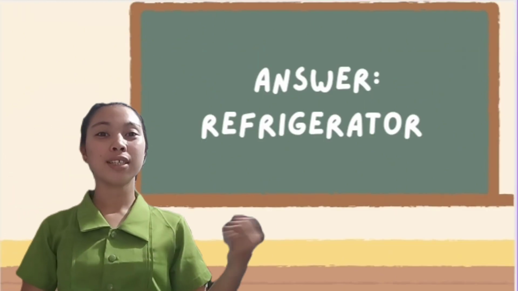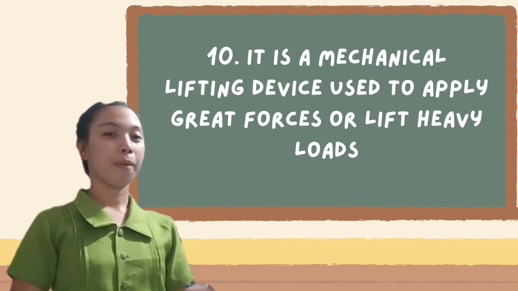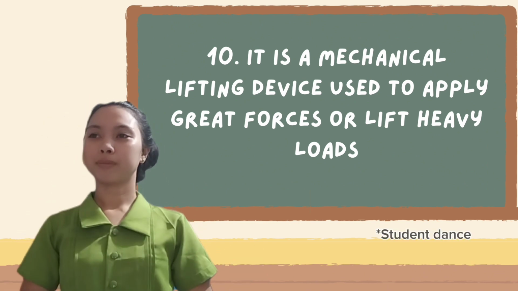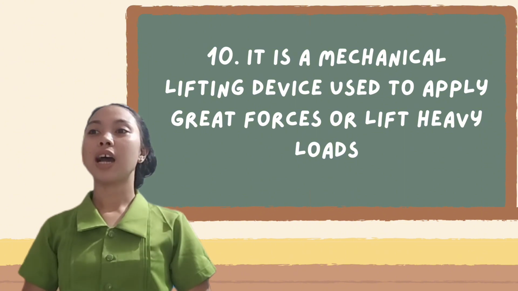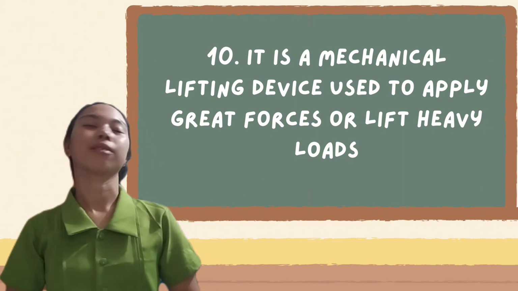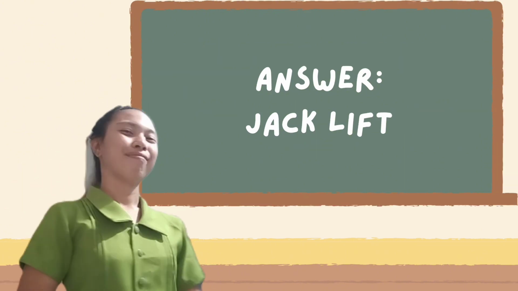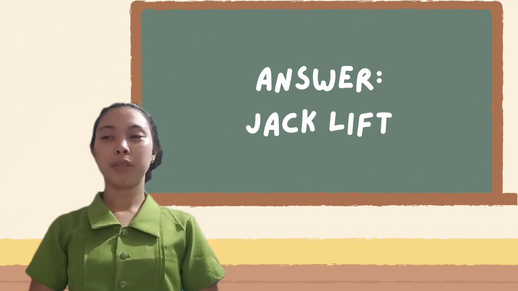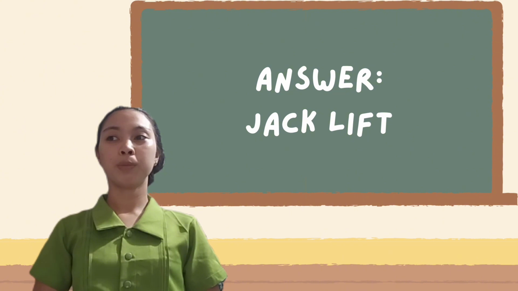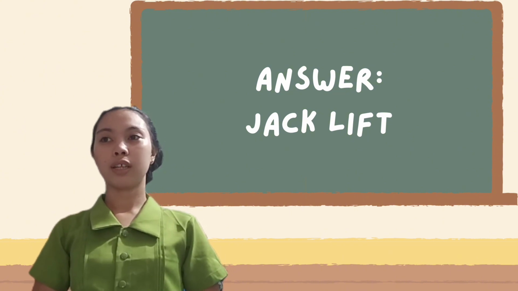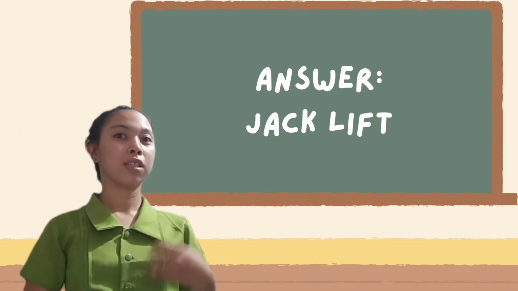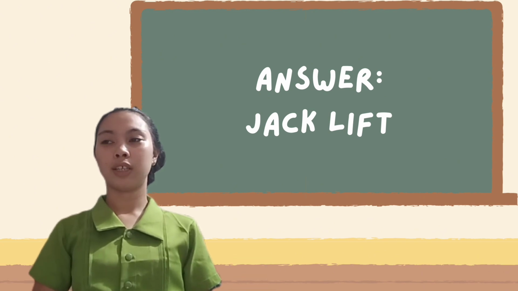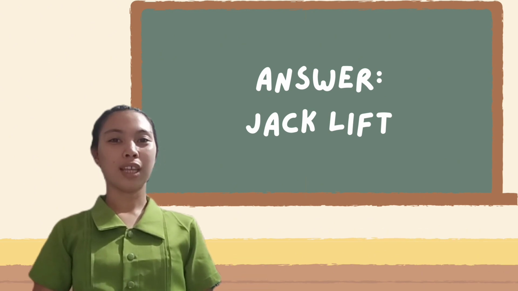And for the last one, number 10. Okay, group 1. Jack lift. Let's see. Okay, you got the right answer. So, please give me the list of the names of your group mates and the score that you gained in our activity, and pass it later after our class. So, is that clear? Okay, thank you.